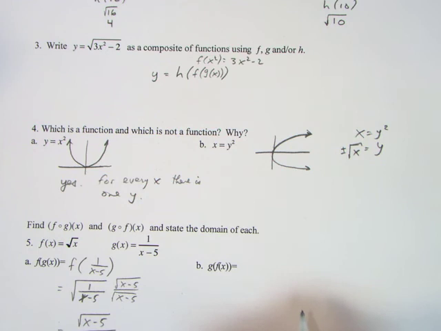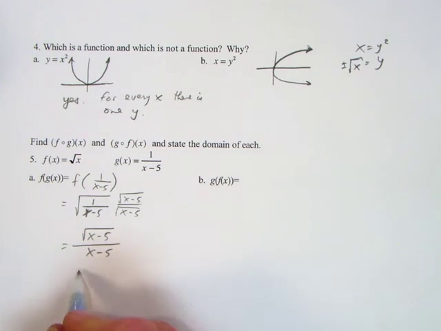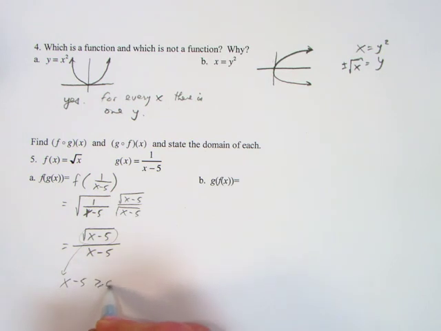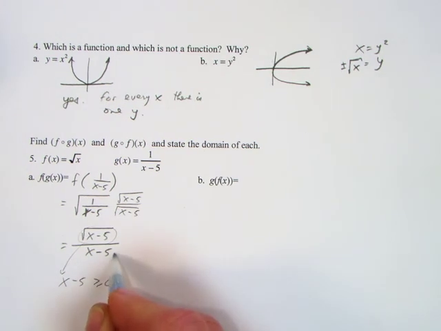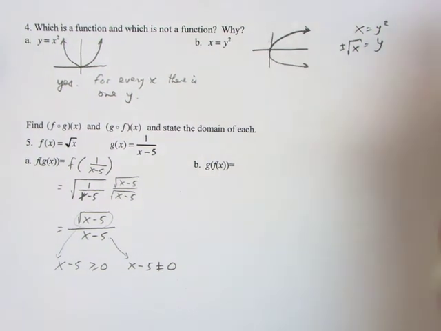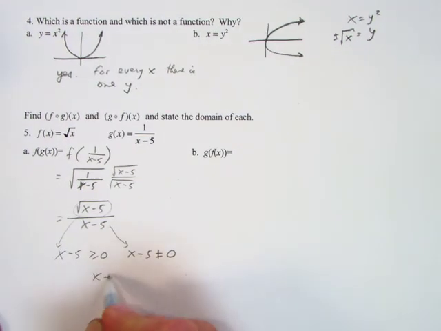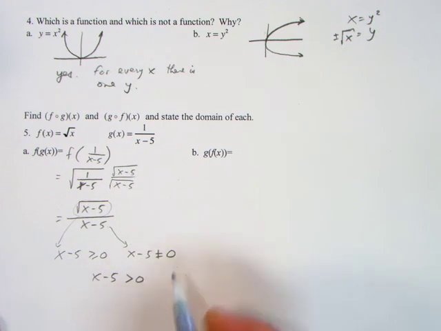Now it says to state the domain. We can look at this. There's a couple things going on. Number one, we have a square root, and remember what we did before: we have to take everything in the square root and make that greater than or equal to 0. But we also have this x minus 5 in the bottom, which says x minus 5 cannot equal 0. How could we combine these two together? We could just say x minus 5 is strictly greater than 0, or in other words, x is greater than 5.